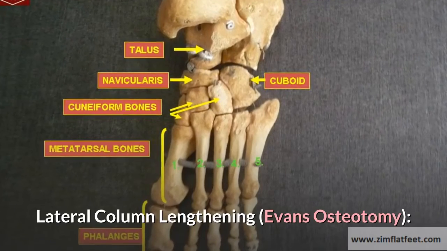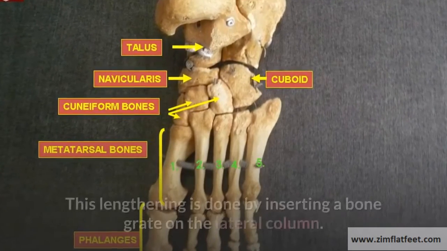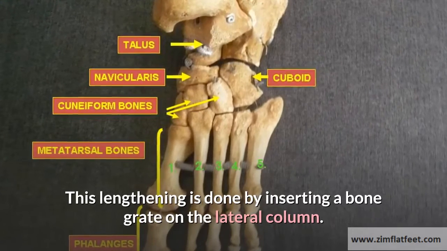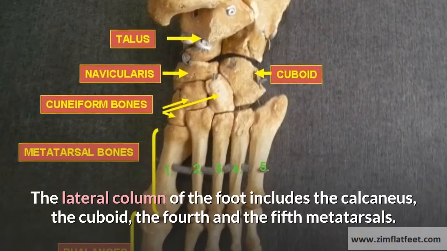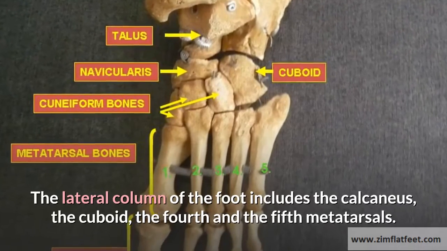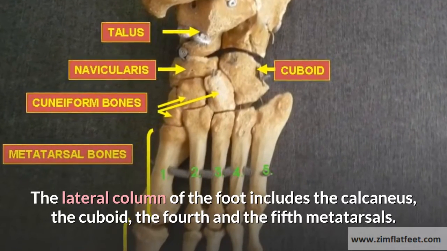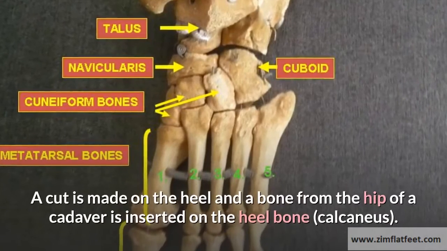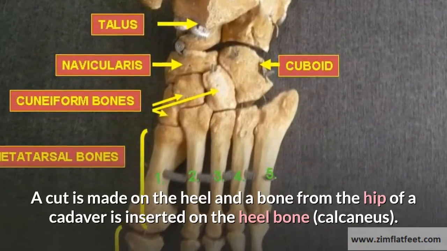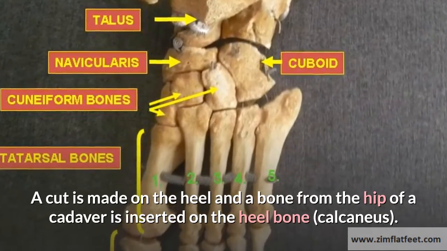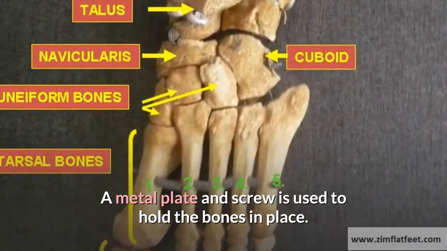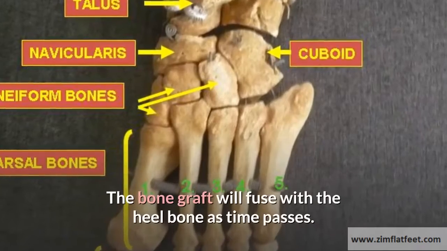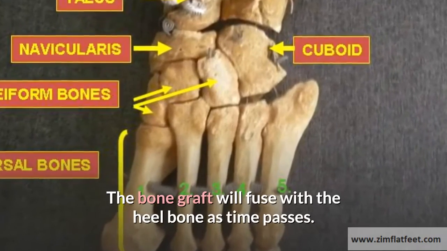Lateral column lengthening, Evans osteotomy. This lengthening is done by inserting a bone graft on the lateral column. The lateral column of the foot includes the calcaneus, the cuboid, and the 4th and 5th metatarsals. A cut is made on the heel and a bone from the hip of a cadaver is inserted on the heel bone calcaneus. A metal plate and screw is used to hold the bones in place. The bone graft will fuse with the heel bone as time passes.